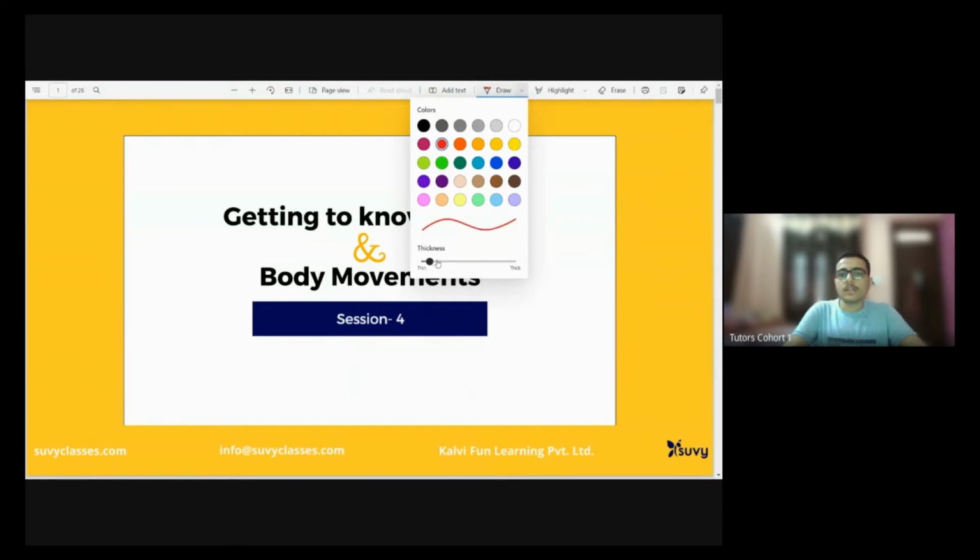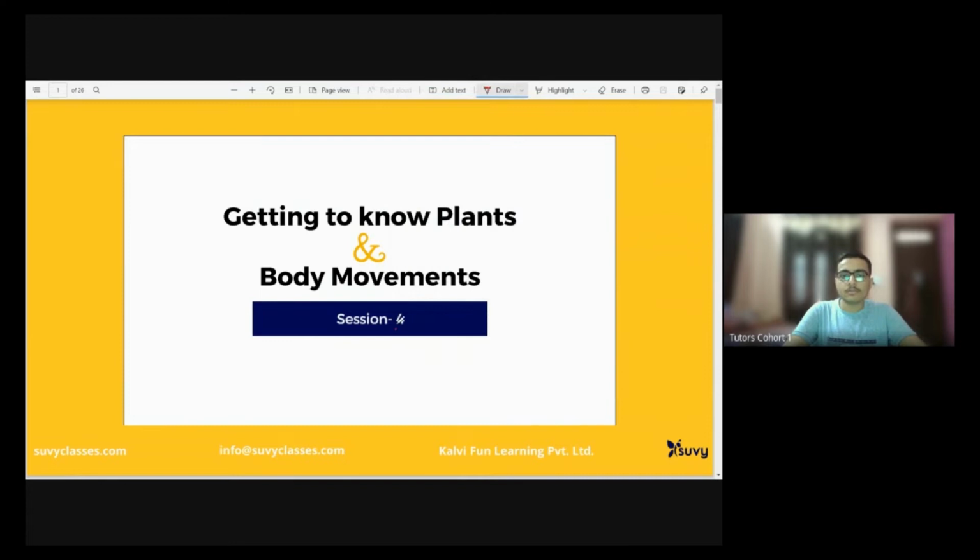Today is not our session 4. It has been mistakenly written here. It's session 5 today. Till now we have covered the first chapter in session 1, the second in session 2, the third and fourth in session 3, and the fifth and sixth units in session 4. And today we'll be doing the seventh and eighth units in session 5.